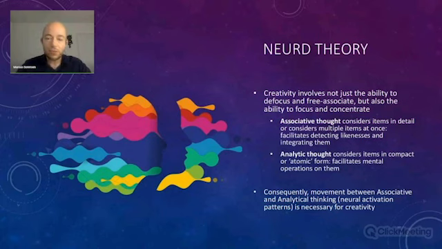And analytic thought considers items in compact, or you could call it atomic form, and that allows us to facilitate very specific mental operations on them. How would I implement that? Which is the better one? What would I need to do as a next step? Think executive control network. So consequently, it is the movement between associative and analytical thinking, or other ways of saying different neural activation patterns, that is necessary for creativity.